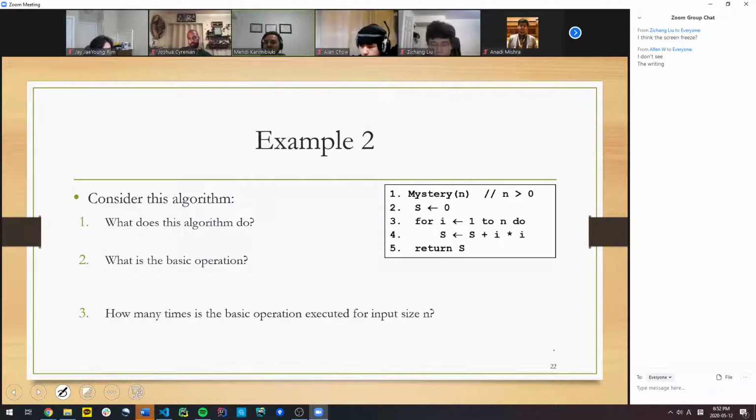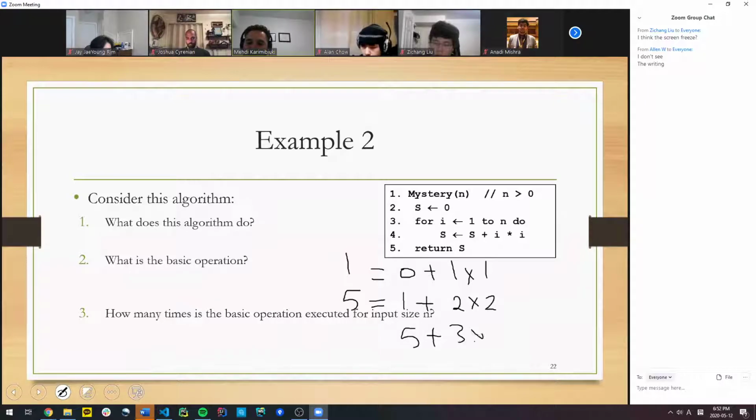So what is that formula? s is 0 at the beginning, right? So the first time you have 0 plus 1 times 1. That becomes 1. Next time you have 1 plus 2 times 2. That becomes 5. Then you have 5 plus 3 times 3. That's 14, and so on. So can someone tell me what the pattern is here?